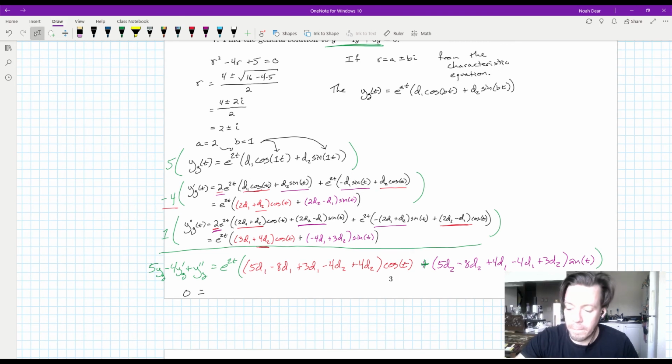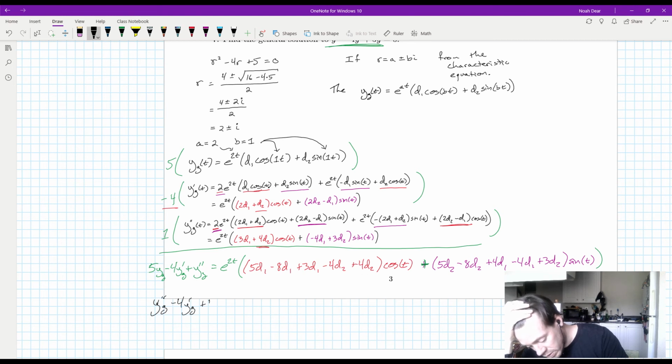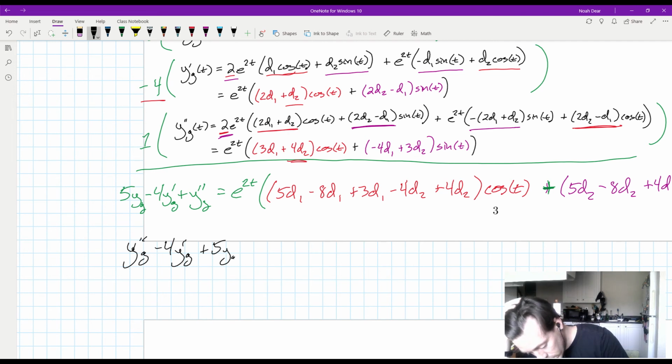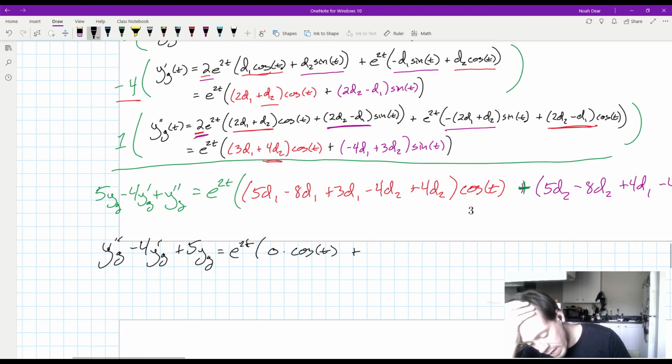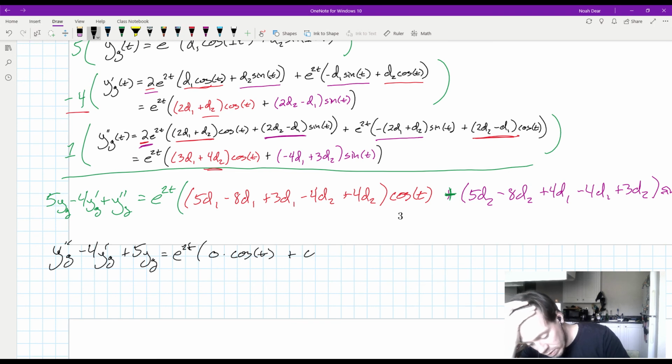I'm sorry, I said that wrong. That's what we're trying to show adds up to 0 to state that y sub g is a solution. So I'll put it in the original order so that we can see it exactly in that way. This is y double prime sub g minus 4y prime sub g plus 5y sub g equals, on the right side we have e to the 2t times 0 times cosine of t, right? The d1s all add to 0, the d2s add to 0, plus then the sines 5d2 minus 8d2 plus 3d2 is 0, and then 4d1 minus 4d1 is 0 sine of t. And so this equals 0.